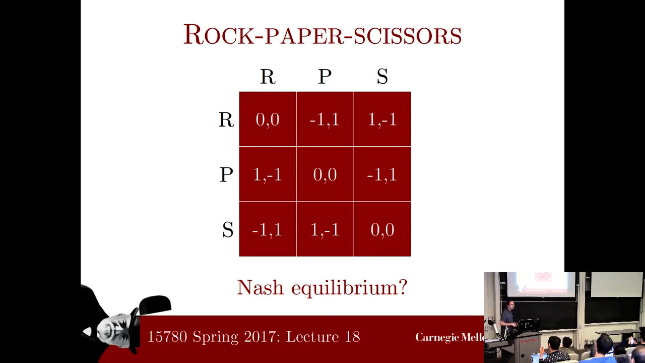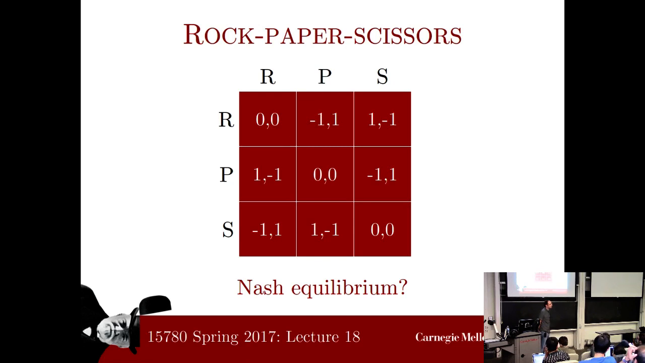So what do you guys think? Is there a Nash equilibrium in this game according to what we talked about so far? If yes, what is it? If no, why not? Jonathan? There isn't one, because every strategy, the other player can always move to a different move to beat the other strategy.